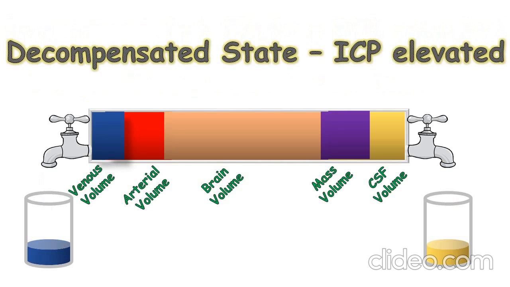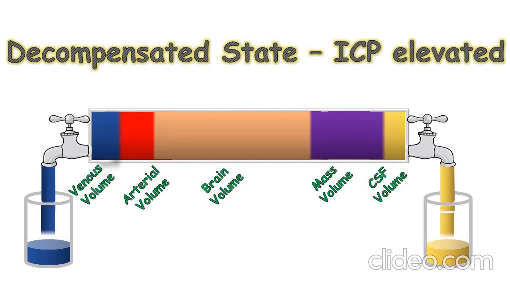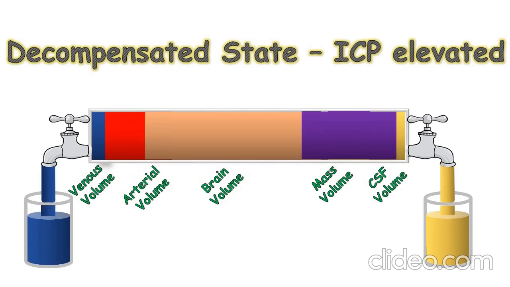Here the increased pressure compensation range is exceeded. The maximum amount of CSF and venous blood that can be reduced has been reduced to compensate for the raised pressure, but still the intracranial pressure is high. There can be brain herniation due to pressure exerted on brain tissues. This state is called the decompensated state. This is a dangerous condition.